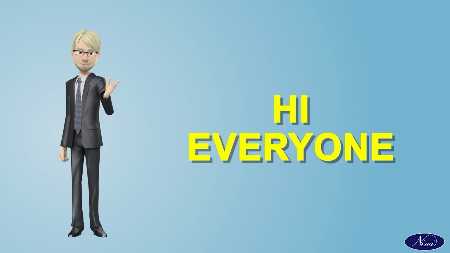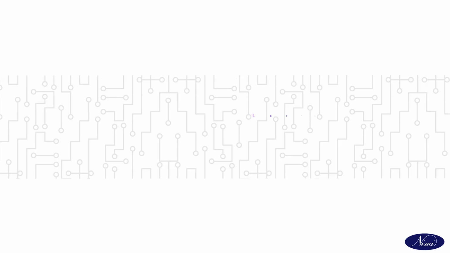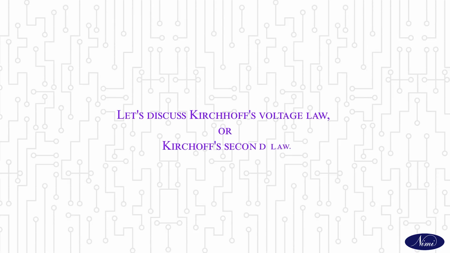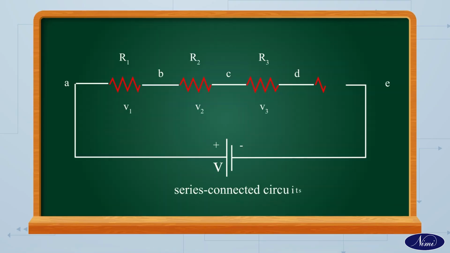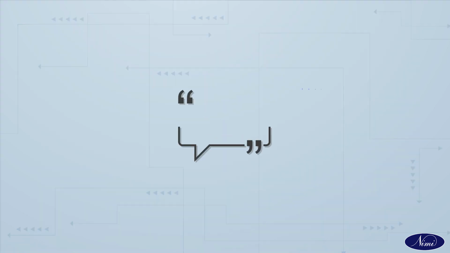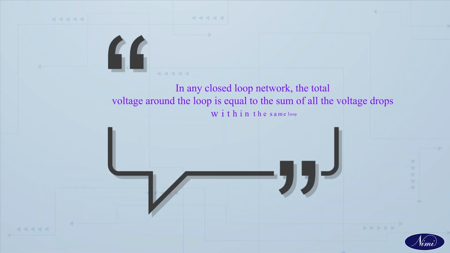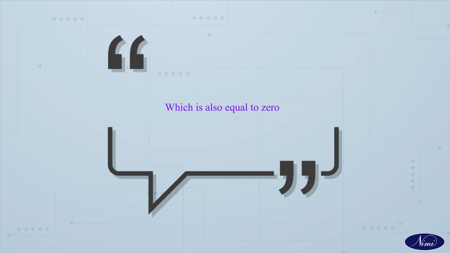Hi everyone. Let's discuss Kirchhoff's voltage law or Kirchhoff's second law. This law is applied to series connected circuits. Kirchhoff's voltage law or KVL states that in any closed loop network, the total voltage around the loop is equal to the sum of all the voltage drops within the same loop, which is also equal to zero.